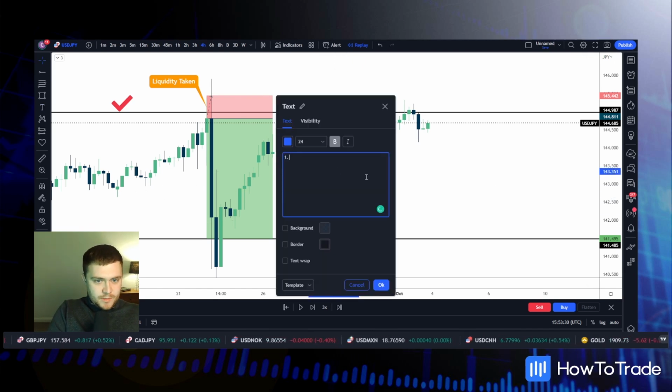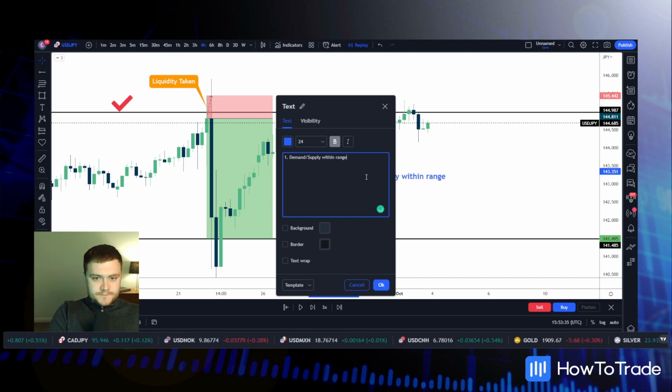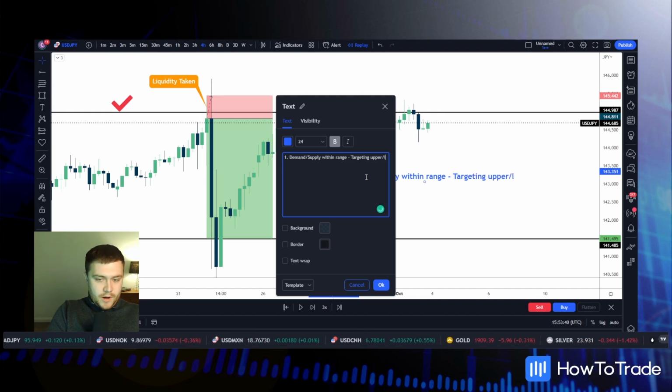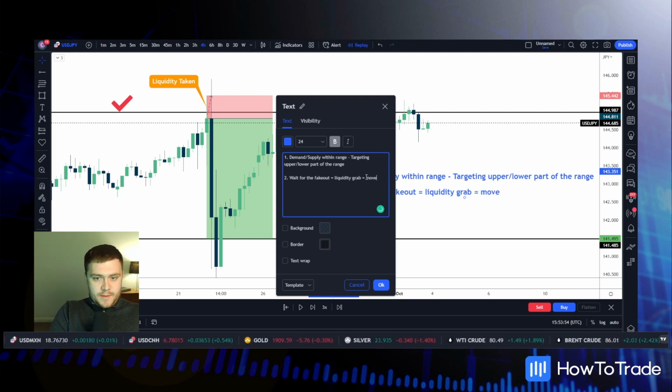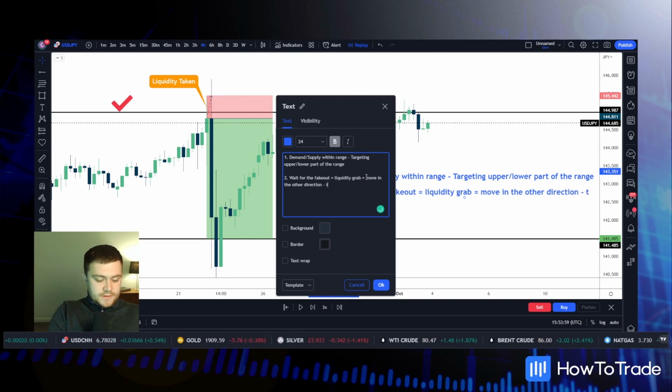So we can use demand and supply within range, targeting upper or lower parts of the range, or preferably wait for the fake out, which basically stands for the liquidity grab, and then a move in the other direction, again targeting the lows or the highs, or the upper or the lower part of the range.